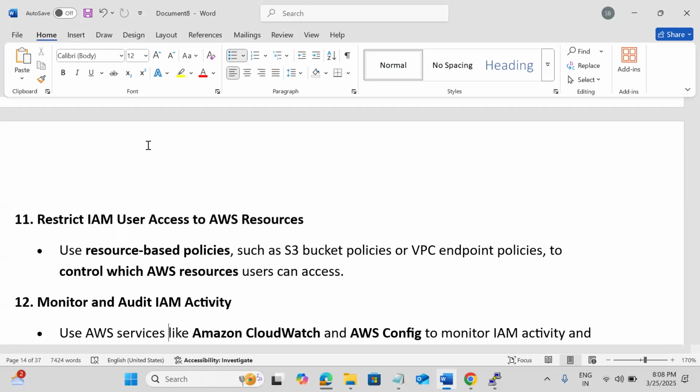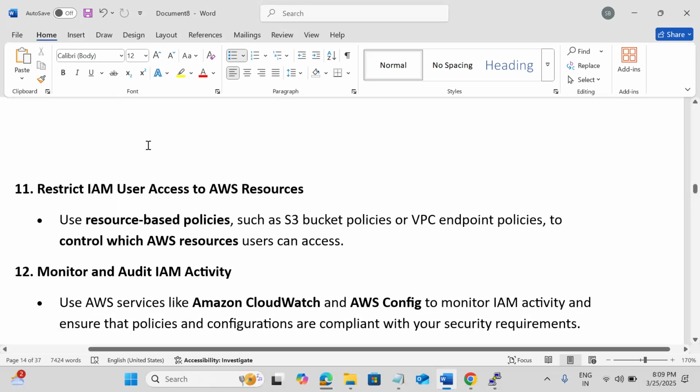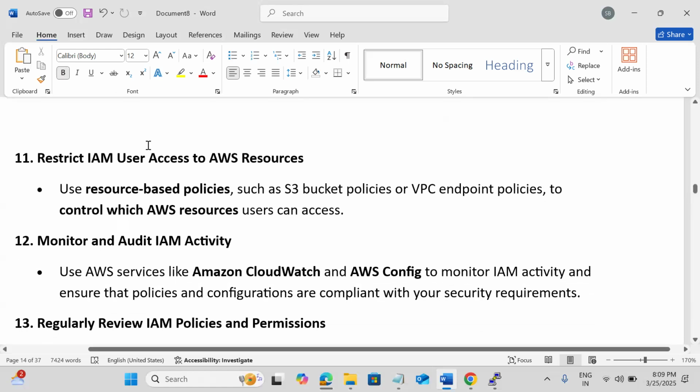Then we need to enable CloudTrail. With CloudTrail we can audit your IAM activity, and we can use CloudWatch and AWS Config also for these kinds of verification. All of these we are going to use to manage the permissions we need to set.